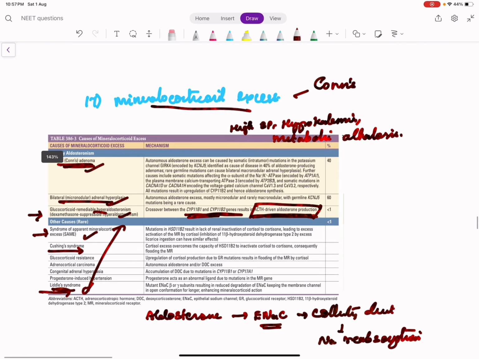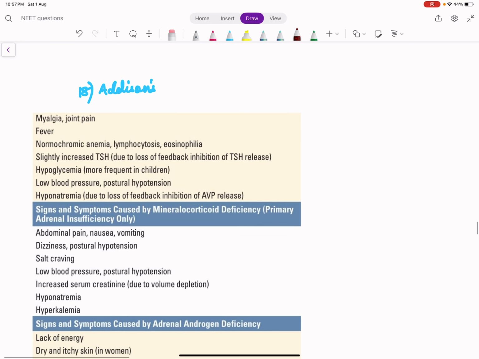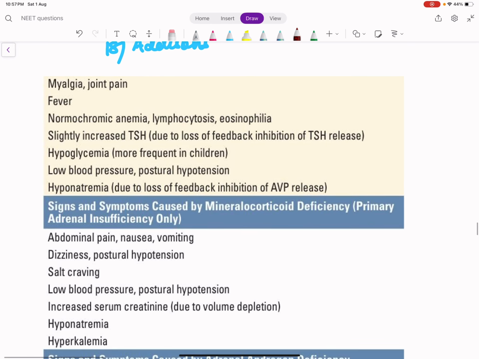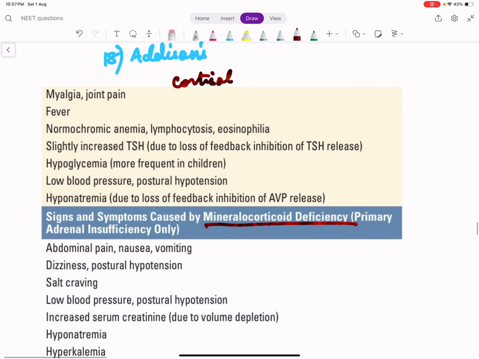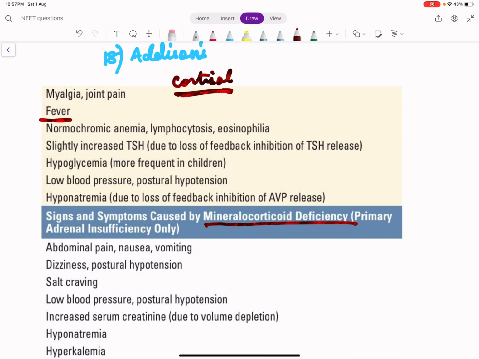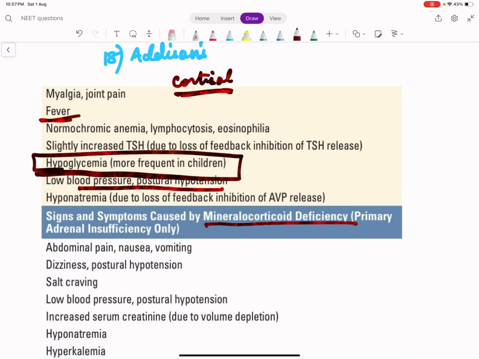Okay. So this is about mineralocorticoid excess. Addison's, I was telling you, there will be deficiency of cortisol and deficiency of mineralocorticoid in primary adrenal insufficiency. So when cortisol is low, there will be fever, low BP, postural hypotension, and hypoglycemia, because I told you cortisol is one hormone which increases sugars.